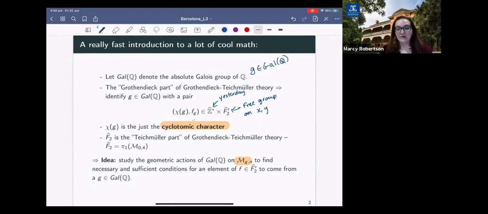So the Grothendieck-Teichmüller group, the profinite Grothendieck-Teichmüller group, is some intermediate object, okay?